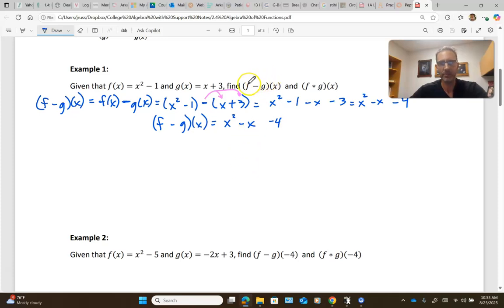All right, so that's the first part. We subtracted g from f. Now for the second part of this example, we're actually going to multiply these two functions together. F times g of x. Okay, so I'll use notation.